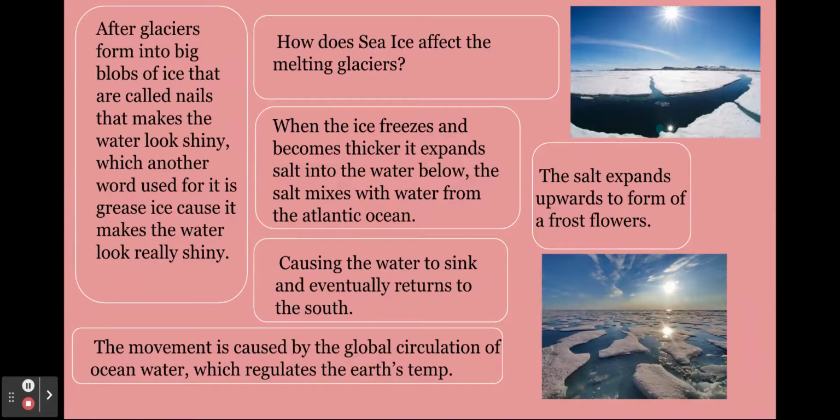After that, glaciers form into big blobs of ice that are called nails, which makes the water look shiny. Another word used for it is greasy ice, because it makes the water look really shiny.